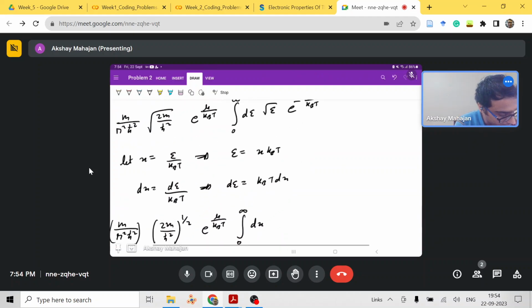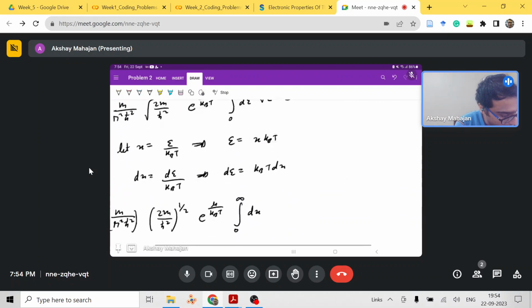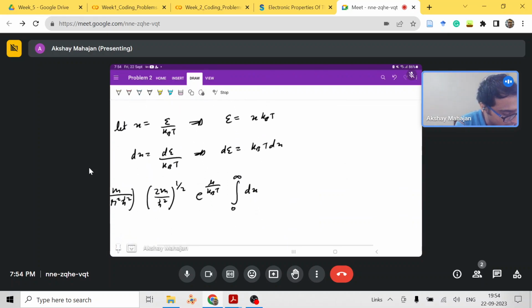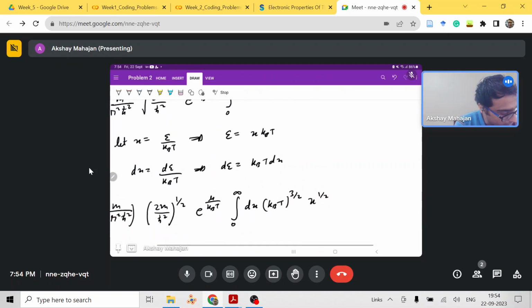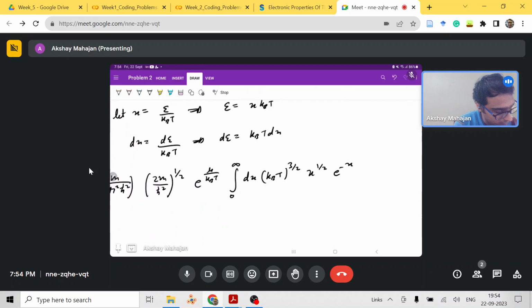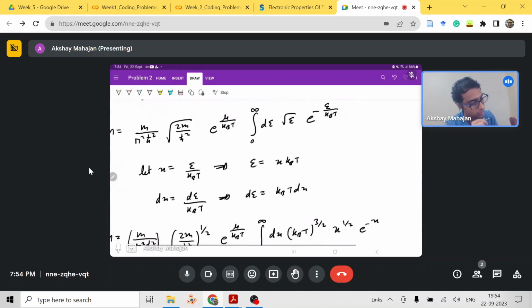Also we have under root of epsilon as well, so we get (kBT) to the power 1 by 2 times x to the power 1 by 2, and we have e to the power minus x. So we have taken epsilon by kBT, which was in the exponential, as x.